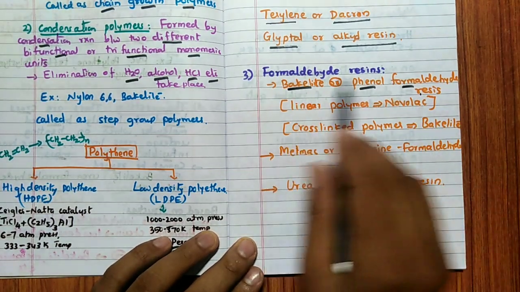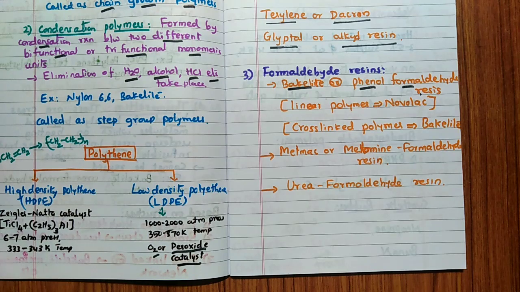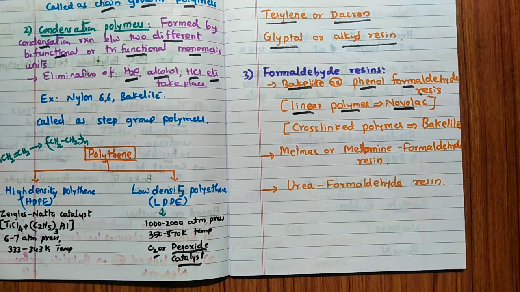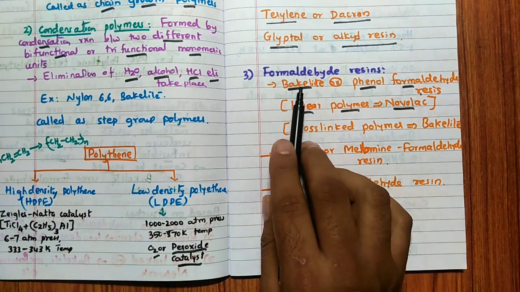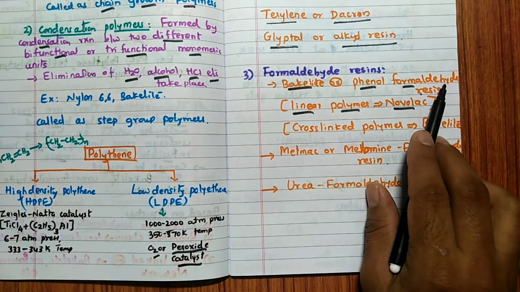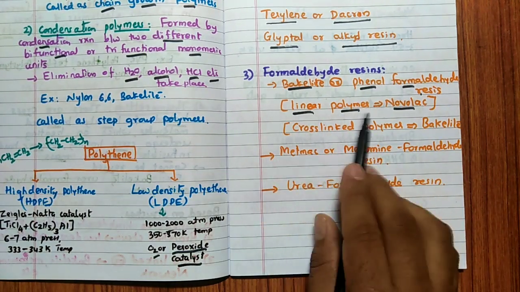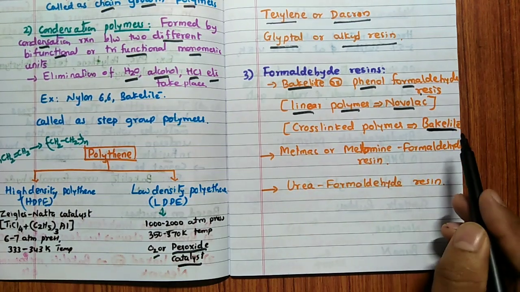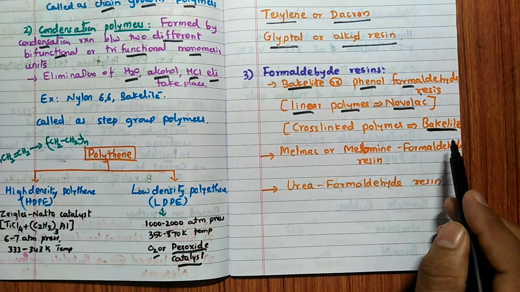In this bakelite there are two ways, remember. Before the formation of bakelite there will be linear polymer formation. That linear polymer, we call it novolac. Remember, very important: bakelite is phenol formaldehyde resin. So linear formation is called novolac. The cross-linked polymer is called bakelite.